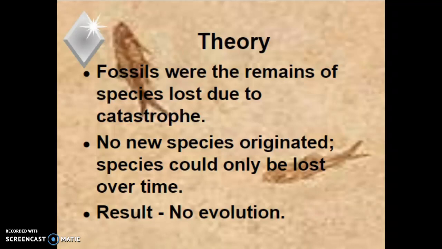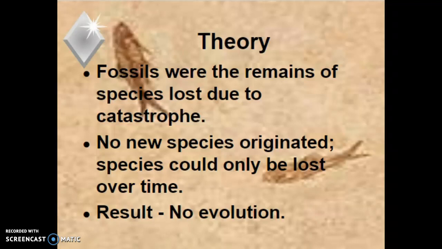We can lose species due to catastrophe, but we can't gain any new ones. Certainly it makes sense that the Great Flood fit in with these folks' belief system, so it seemed logical that a bunch of organisms could die off. But that doesn't necessarily mean that new species can be created.